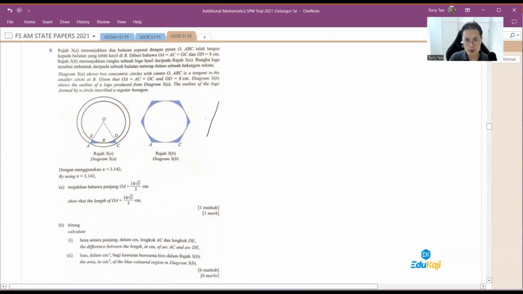Number one, they already say that OA equals AC equals OC. Maybe I can draw here. It's an equilateral triangle. Let me draw over here. Looks like equilateral. This is 60 degrees. These three are equal length. I don't know the length, but I know my OD is 8 cm. Now, OD is actually from here to here, which is the same as O to B. Can you see? OD is the radius of the smaller one.